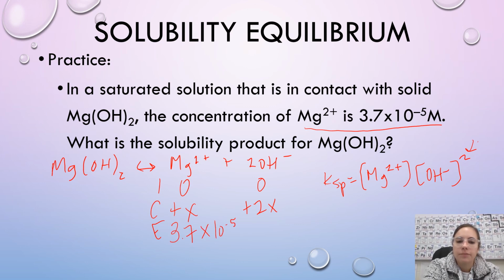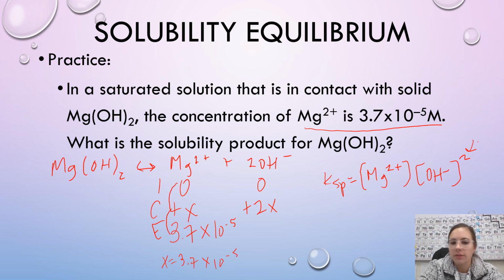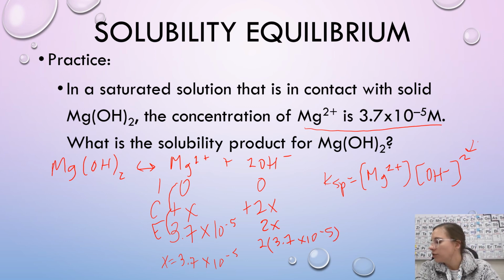So when I combine these, I see that X equals 3.7 times 10 to the negative 5, because 0 plus X equals 3.7 times 10 to the negative 5. So then for hydroxide's equilibrium concentration, since it's 2X, I have to do 2 times 3.7 times 10 to the negative 5. So the concentration of hydroxide at equilibrium is 7.4 times 10 to the negative 5.